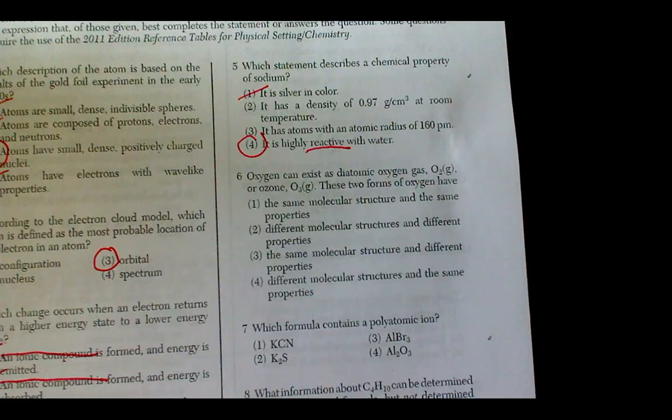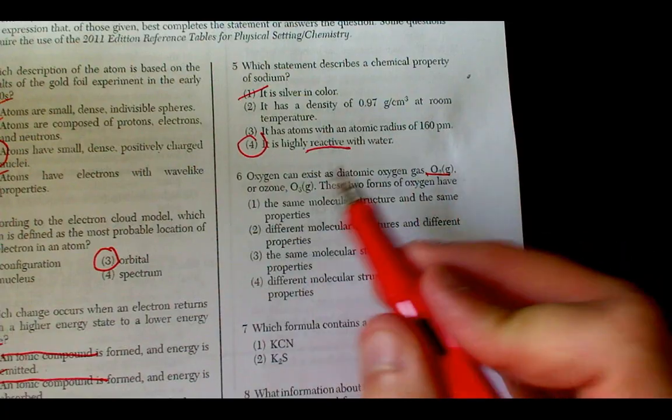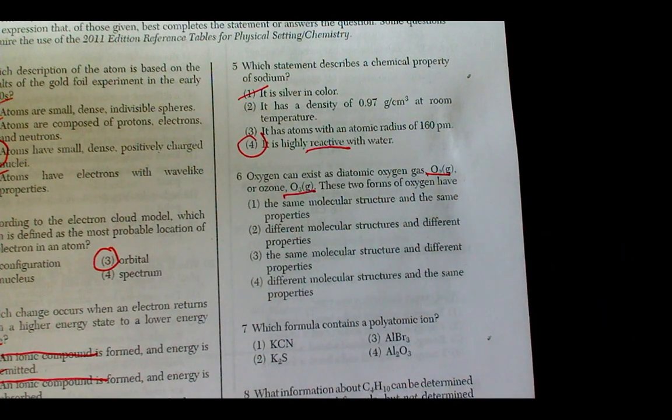Number 6. Oxygen can exist as diatomic oxygen gas, O2, or ozone, O3. These two forms of oxygen have, and then again, the choices all say either the same or different structures and the same or different properties. Well, you don't necessarily need to know anything about this. O2 and O3, you know that they're both oxygen forms, and one has 2 oxygens, one has 3 oxygens, but you probably don't know much else about them. They're different. That's what you've got to know. They're 2 totally different things. If you just picture the structure, one's going to have 2 oxygens linked together, one's going to have 3 oxygens linked together. So right away, you know it's going to be some kind of different shape, some kind of different structure.